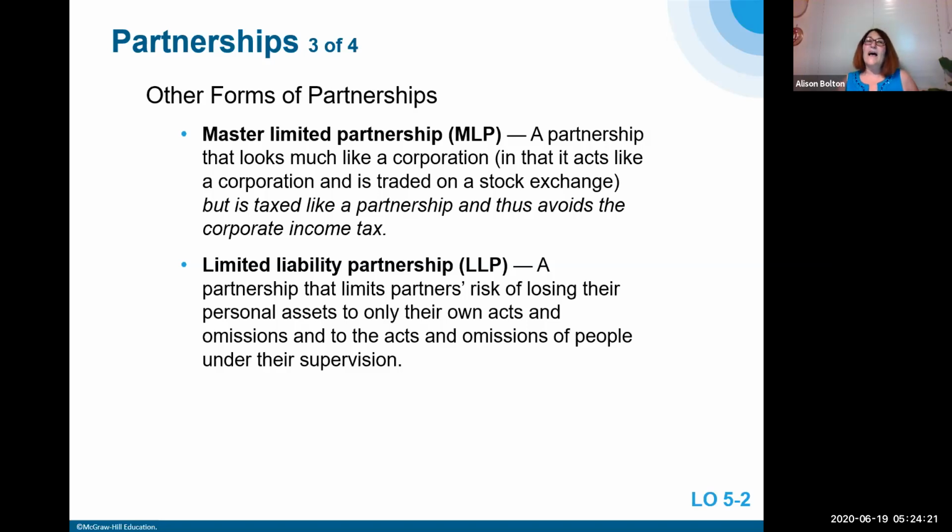But you don't have the corporation insurance coverage that removes the partners from responsibility. It's still the partner's responsibility for liability issues. Whereas remember, with the corporation, you don't have that come to the people, it goes to the business. All right, limited liability partner.